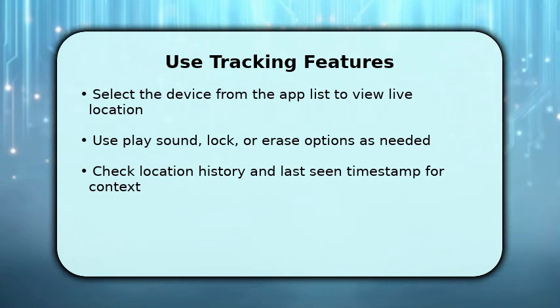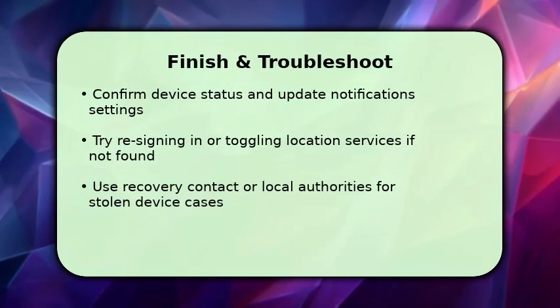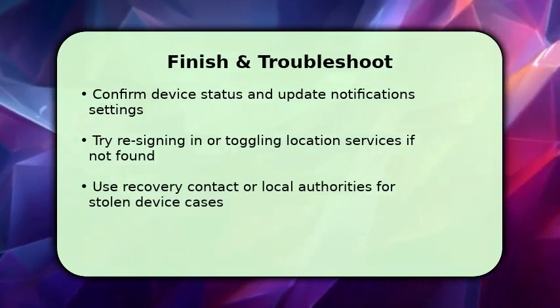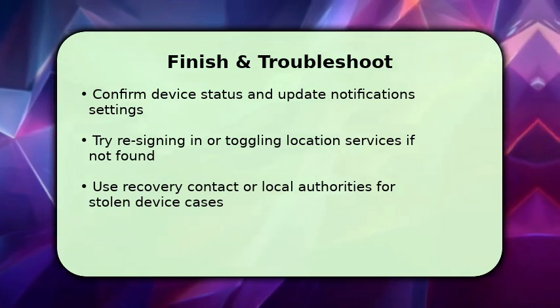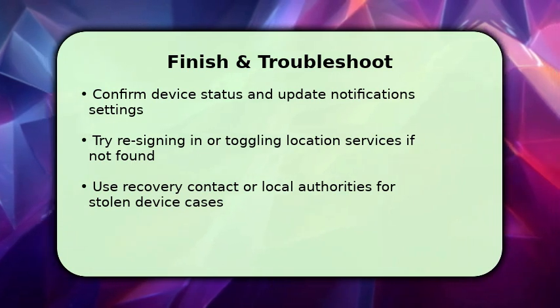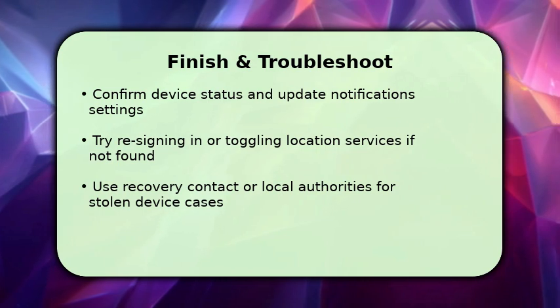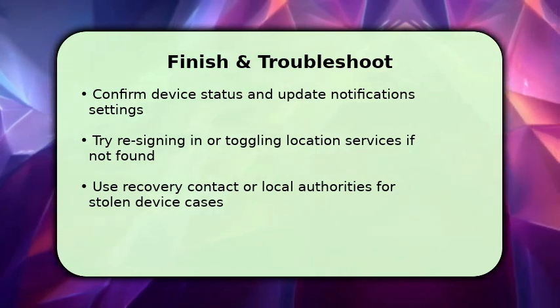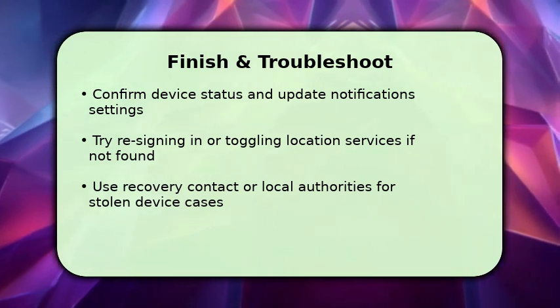To finish, verify device status and enable critical notifications so you get alerts for activity and recovery attempts. If the device won't appear, re-sign into the app and toggle location services and background data. That often restores visibility. If you still can't locate it, use your recovery contact or report the device to authorities for theft cases. One quick tip: reboot the target device remotely if possible.